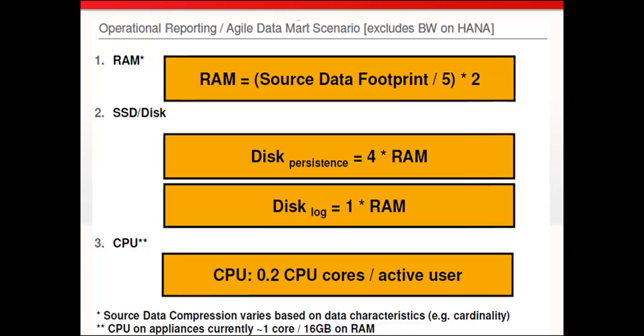Why do we multiply by 2? If you look at this equation, RAM equals source data footprint divided by 5, that means we are expecting a compression ratio of 5. That is the size of memory, but for execution we need to make sure that the same amount of memory is factored in, so that whatever data is there can remain in the execution phase as well. So that is about the memory.